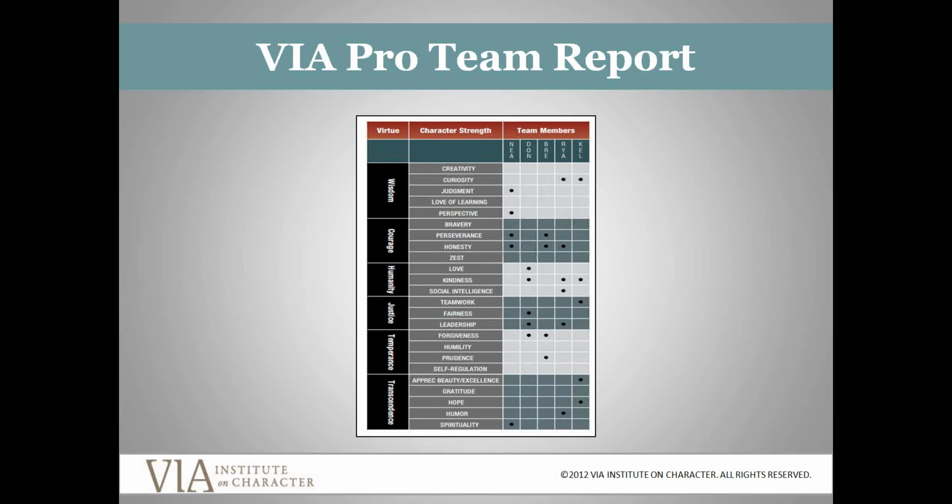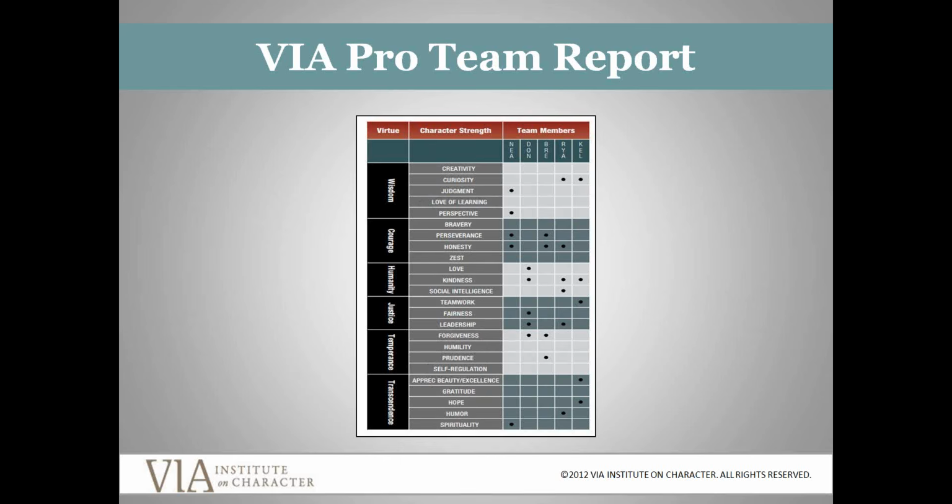Further, you can see here that there are only 5 of the 24 character strengths that have no representation by people's top strengths, which again is very good coverage of the entire range of strengths, especially given that this is a team of only 5 people.